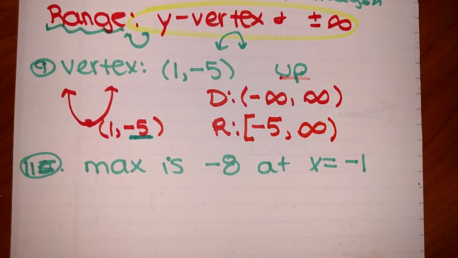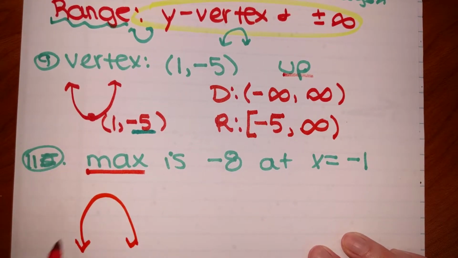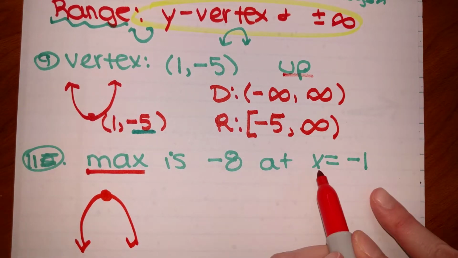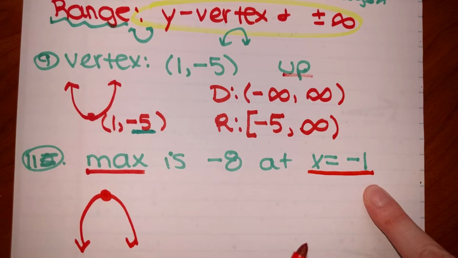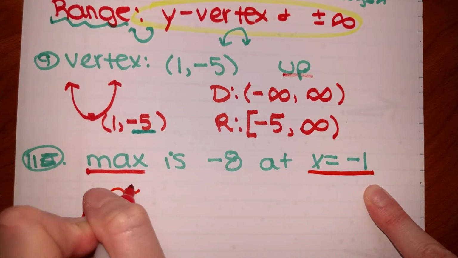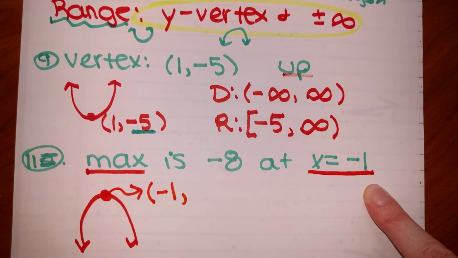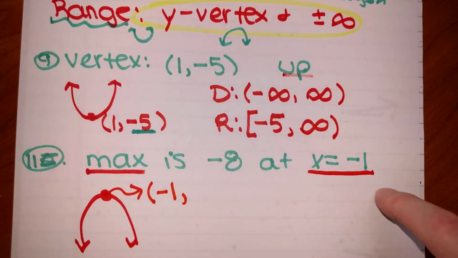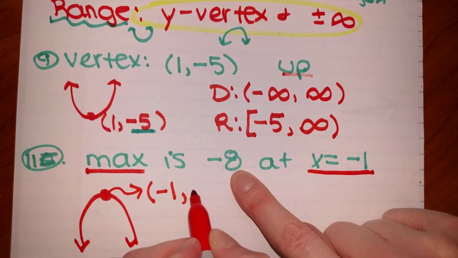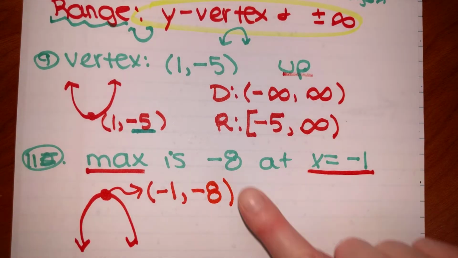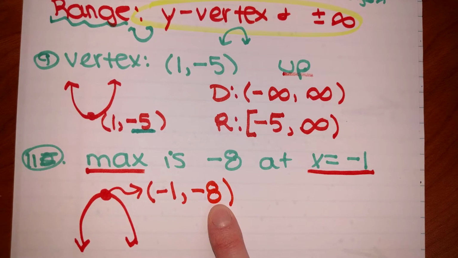Now, if you have a question like number 11, where they tell you that there's a max, in order for there to be a max point, your parabola is going to have to open down. So this whole thing about that there's a max tells us that the parabola opens down, and then they tell us that it's at x is equal to negative 1. So that tells us that this highest point has an x coordinate of negative 1, and then the max is always going to be equal to a y value. So it's equal to negative 8 tells us that the y value is negative 8.